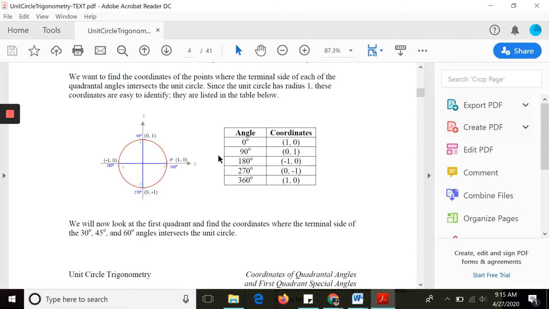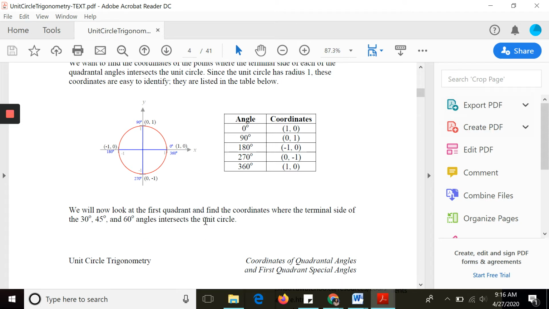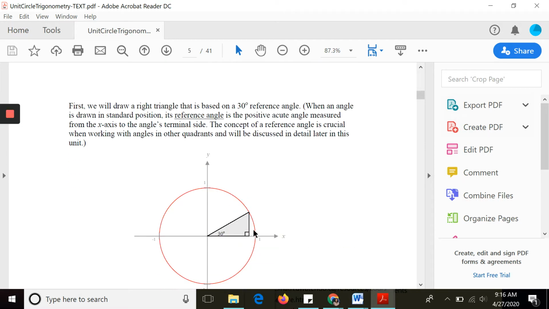Try to keep these values in your mind, because this is very useful. We'll be using them in the follow-up lessons on solving trigonometric equations, so make sure that you know them. We will also be using these values to sketch the trigonometric functions. So now we need to do the first quadrant, so I'm going to move to that.